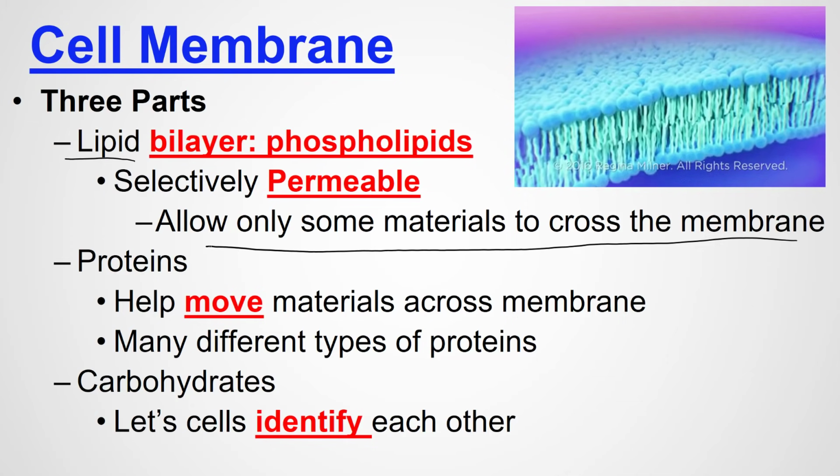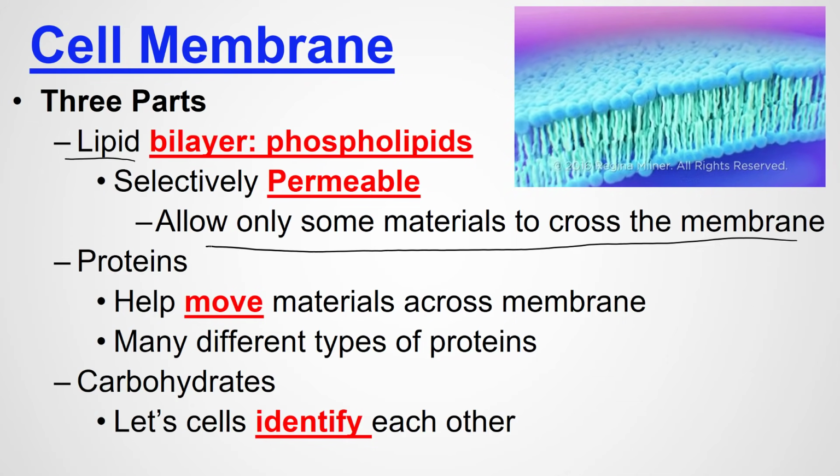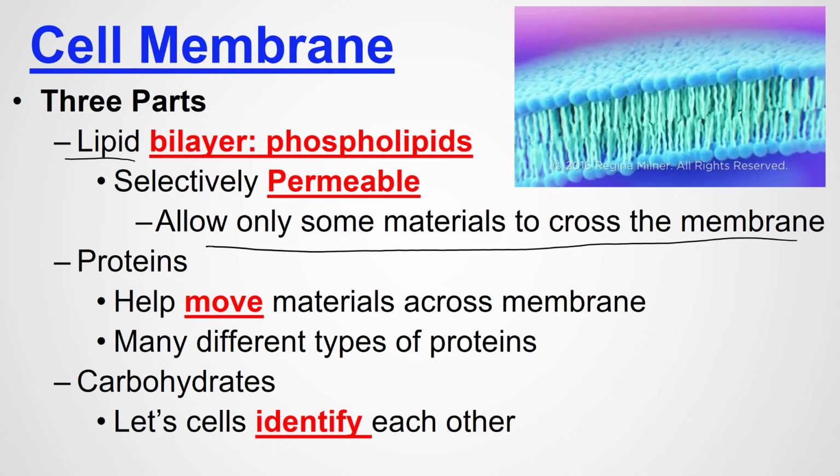So the phospholipids are kind of the most major component of the cell membrane and is going to decide what is going to enter and what is going to exit the cell.